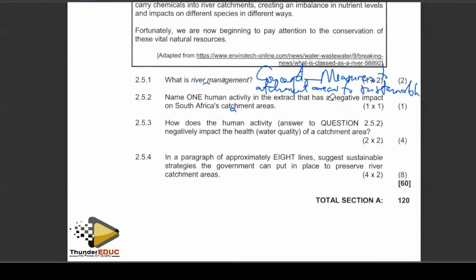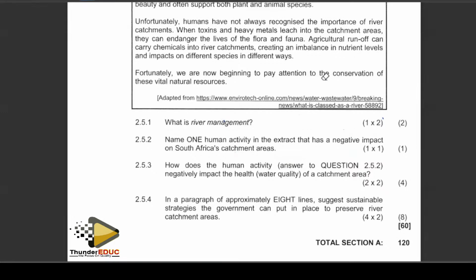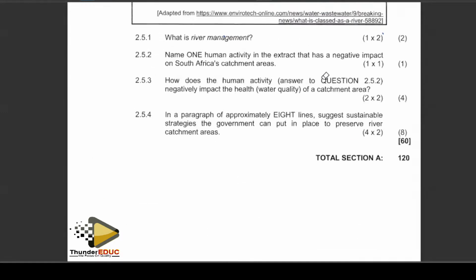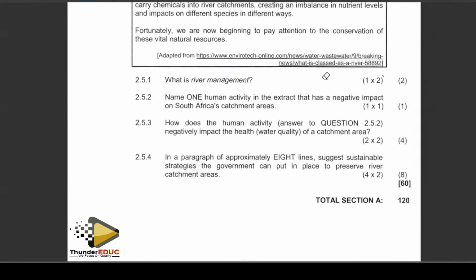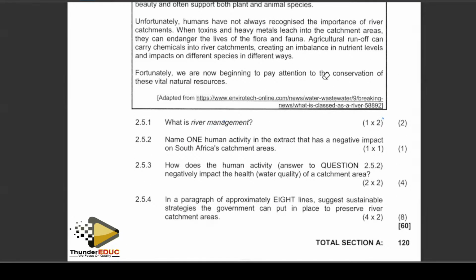Name one human activity in the extract that has a negative impact on South Africa's catchment areas. Right, we just want to go back to the extract and see where we get our answer. Right, our answer, we get it here, where it talks about agricultural runoff, which carry chemicals into river catchments. So our human activity here is agriculture, is the activity that is responsible for having a negative impact on catchment areas.